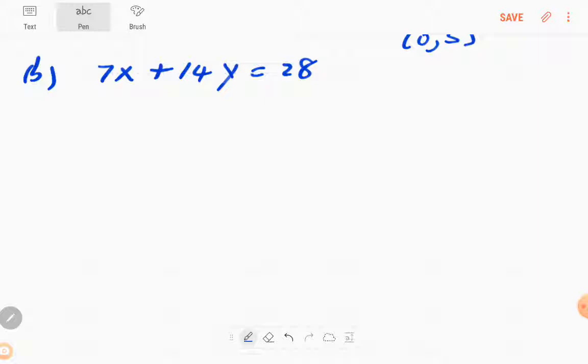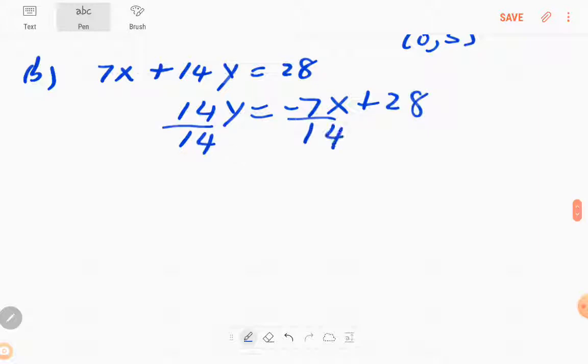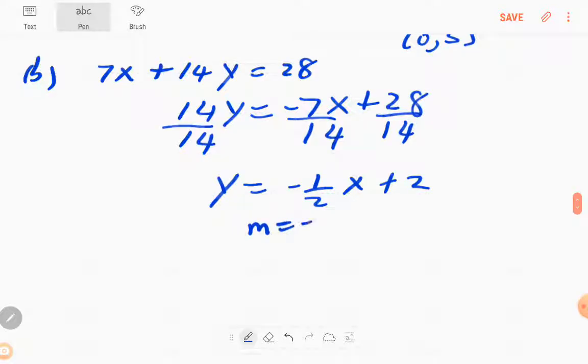So solving for y, subtract 7x from both sides, so I'll have 14y equal to minus 7x plus 28, and now divide everything by 14. So here y is equal to minus a half x plus 2. Now that I've solved for y, it's in slope-intercept form, and the slope m is equal to -1/2. The y-intercept is equal to 2, and it is occurring at the point 0, 2.